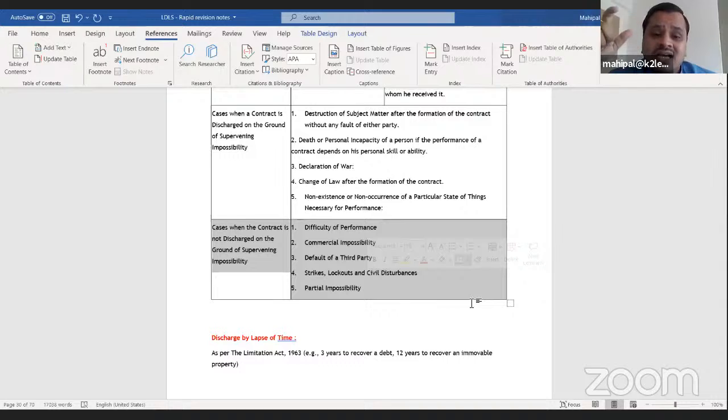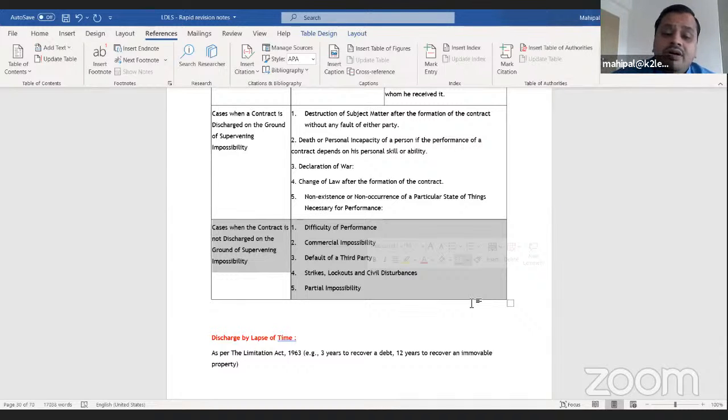Second, they might just ask circumstances of supervening impossibility, then you stick to supervening impossibility, 2 marks. There might be a question which is asked on ground of impossibility and their exceptions, 4 marks, then you have to mention both. So exceptions, listen carefully, exceptions where supervening impossibility will not be taken into consideration are difficulty of performance, commercial impossibility, default of a third party, strikes, lockouts and civil disturbance, and partial impossibility.